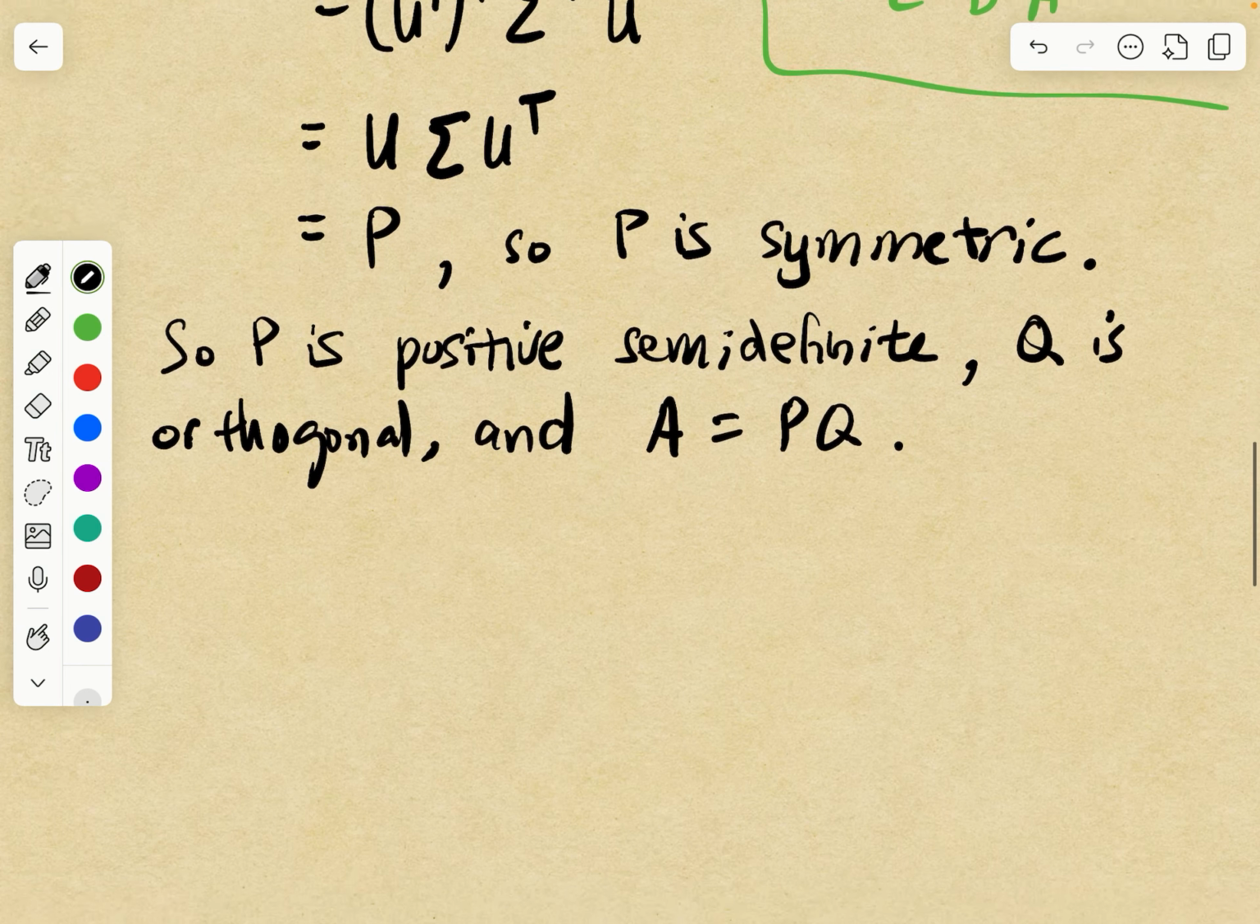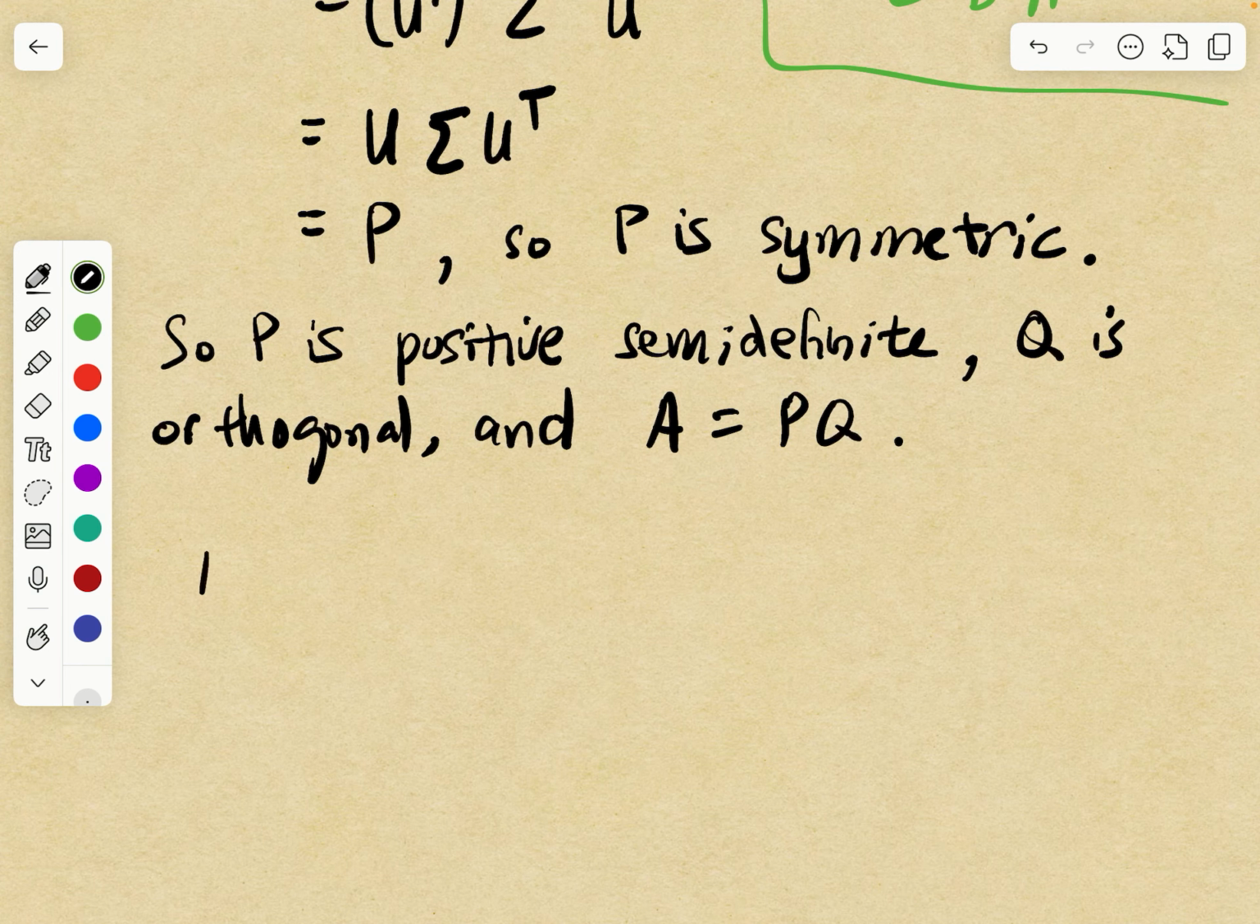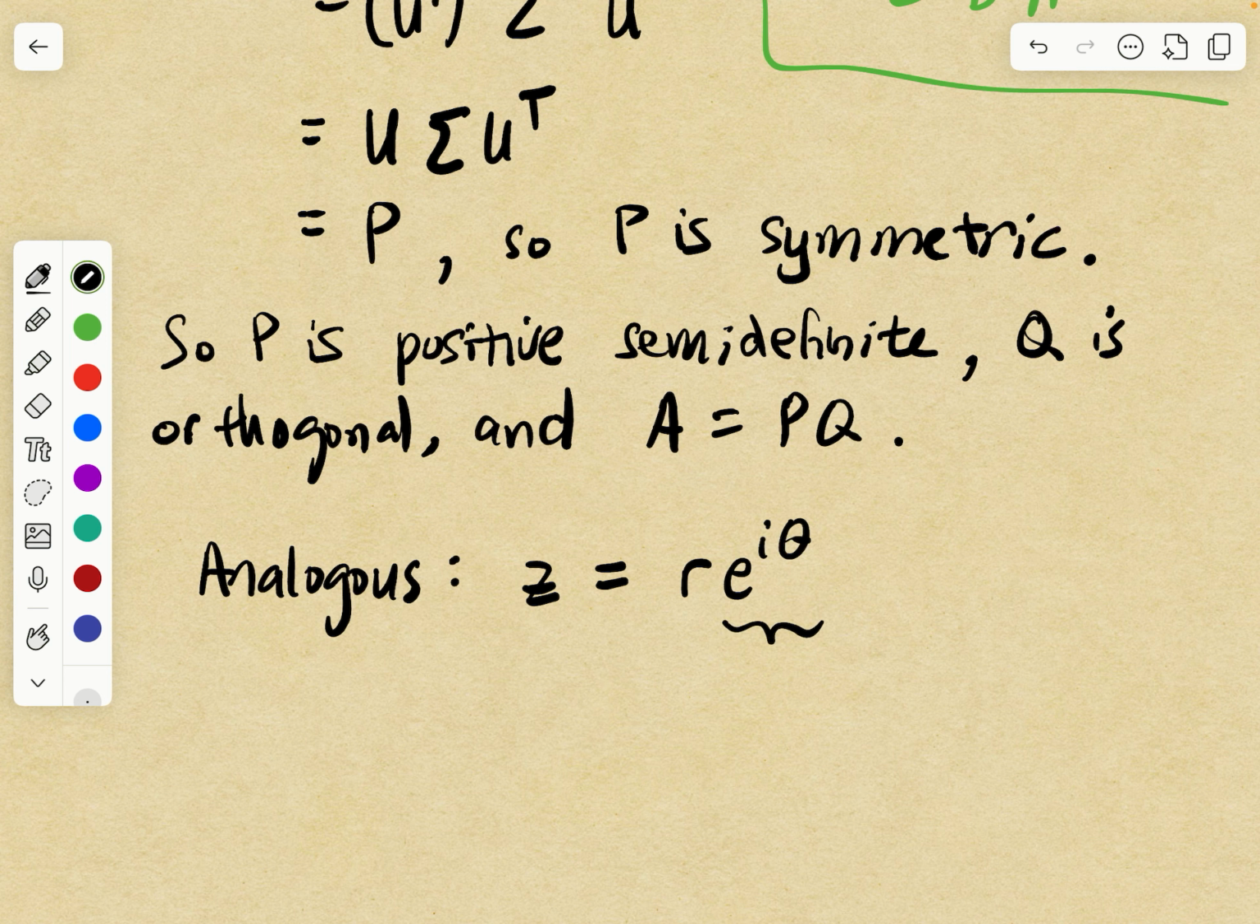This A equals PQ decomposition is analogous to what you have when you have a complex number, because any complex number has the form R e to the i theta. And when you take a complex number and multiply it by e to the i theta, it rotates by theta degrees. Well, if theta is in radians, then it's theta radians counterclockwise.